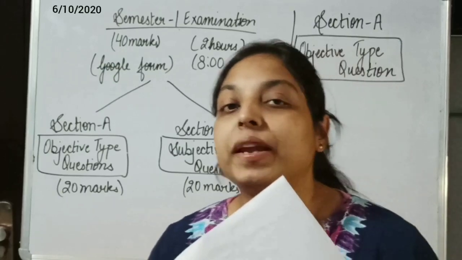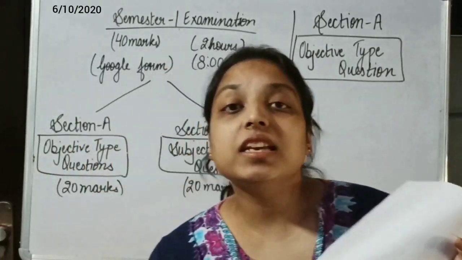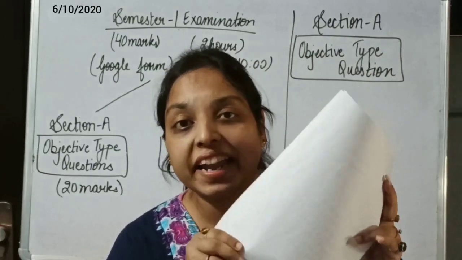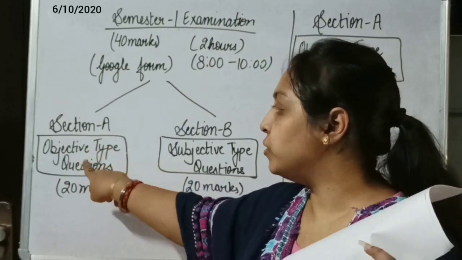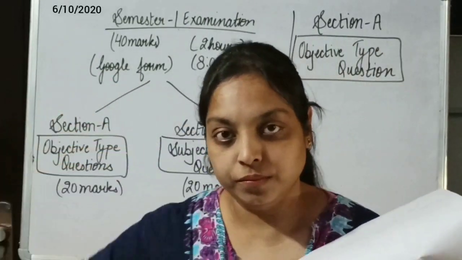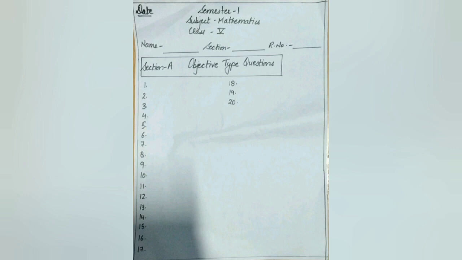While making the hard copy, you will keep one thing in your mind: the answers that you write on it should be same as whatever you have clicked in section A of the Google form. You can prepare a sheet like this one day before the exam. Mention date, write semester 1, subject, class, name, section, roll number, section A objective type questions, and then start writing the answers. Mention the numbers of the questions and then write the correct option in this sheet.